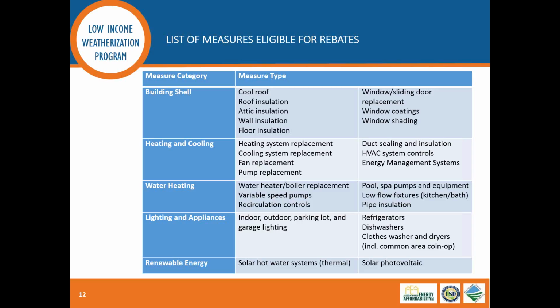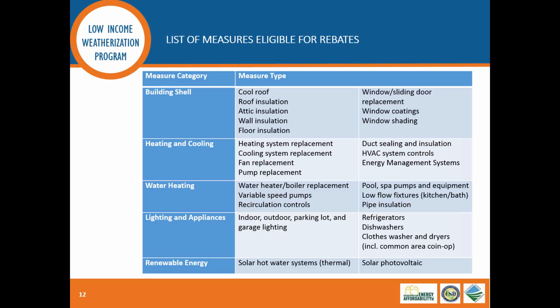And then lighting and appliances, we look at lighting in all areas of the building and exterior, inside the units, inside the common areas, in outdoor lighting, parking lot lighting, or garage, just any kind of lighting that is associated with the property itself, we would be looking at as opportunities for improvement. And then traditional appliance change-outs such as refrigerators and dishwashers in unit or in common areas, and clothes washers and dryers also either in unit or in common areas.